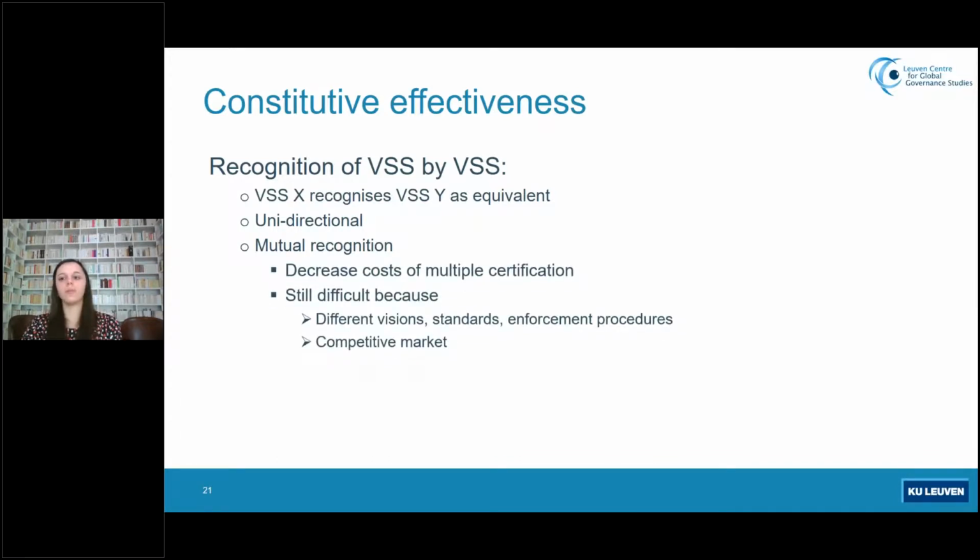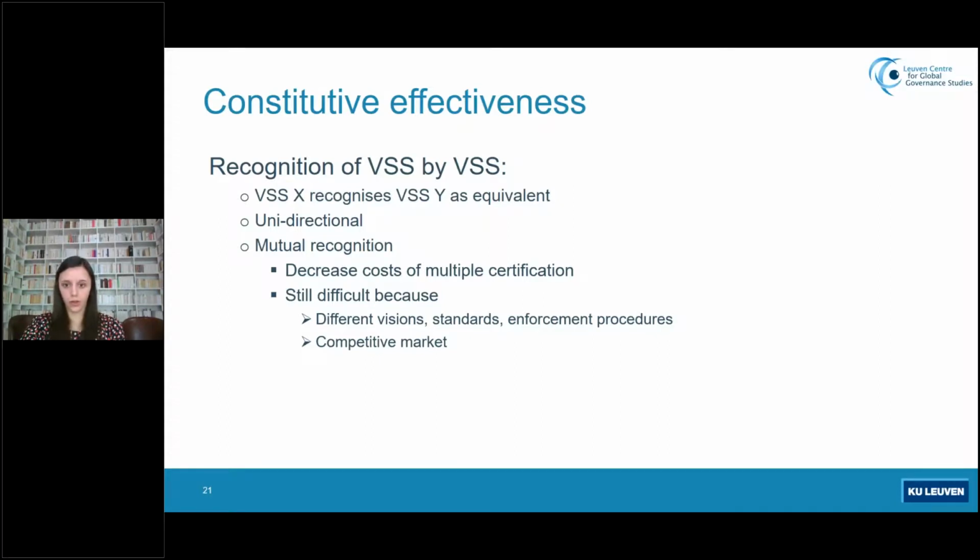So mutual recognition is really important because if you are a producer and you meet the requirements of VSS X, for example, you will be certified under that VSS. But if there is mutual recognition, then it would also allow you to be certified under VSS Y, because it's recognized by VSS X and the other way around. So for producers, this would really reduce the costs of multiple certification and allow them to use both labels on their products as well. So they could also qualify to sell their products on more markets.